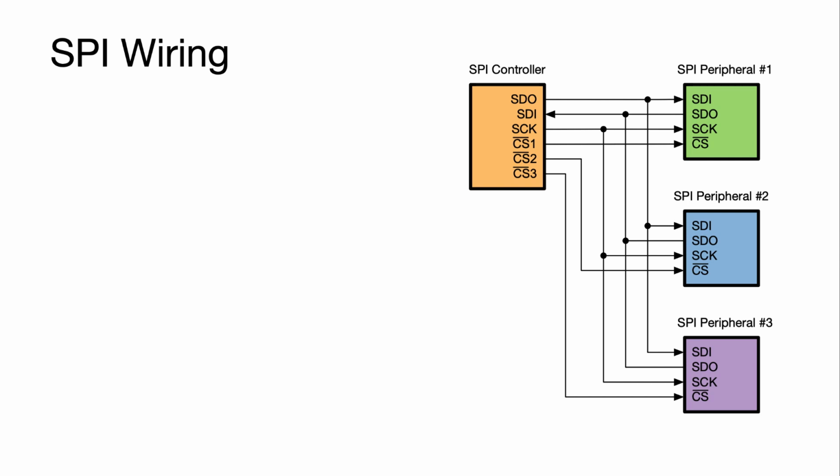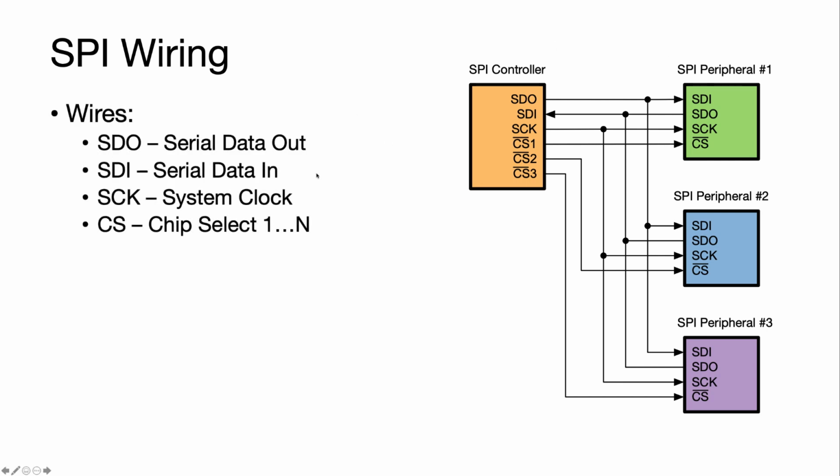So, SPI wiring. Here we can see a typical case where you have your microcontroller being the controller of the SPI bus, and it has several connections to all the peripherals. Some of them are shared and some of them are individual. So you have the serial data out, from the device's point of view. Here, serial data out is going to all the peripherals. Serial data in is a bus that goes out of all the peripherals and into the controller. There's a system clock. This comes from the controller, and it goes to all devices.